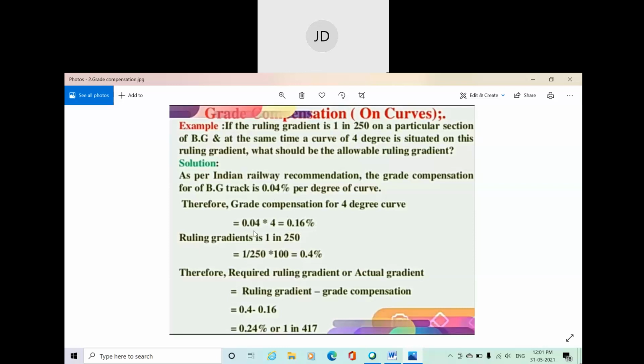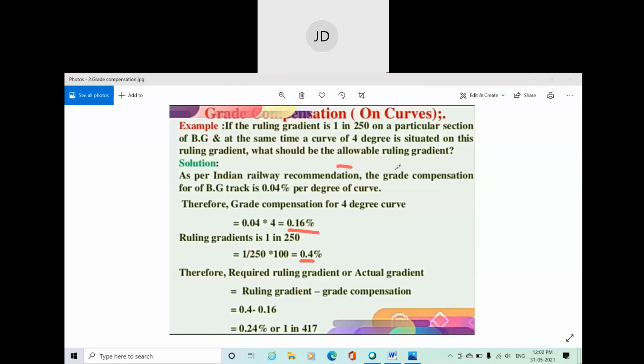Now, what is the ruling gradient provided on the track? It is 1 in 250, so we can write 1 by 250. If you convert to percentage by multiplying by 100, we get 0.4 percent. This is the amount of ruling gradient provided here, and the other is the total amount of grade compensation.